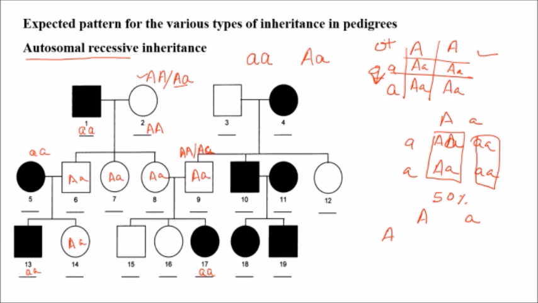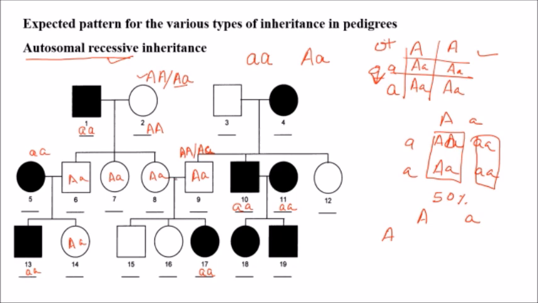Okay, so in this way, the first expected pattern for the autosomal recessive inheritance is that it may skip generations. And again, the condition is when both the parents, here male and female, are affected, or we can say when both have the homozygous recessive state, in that case obviously all of their progeny will also be affected.